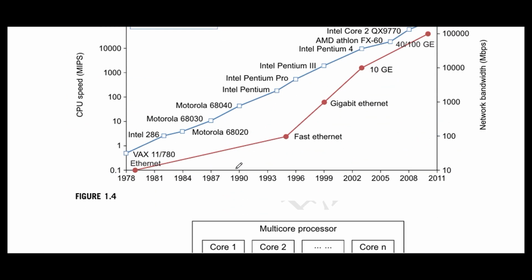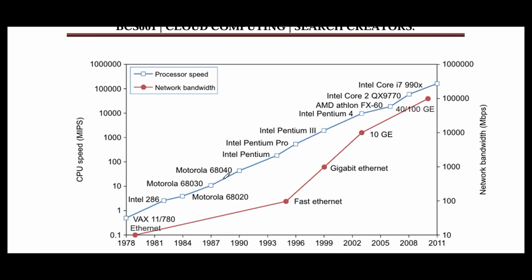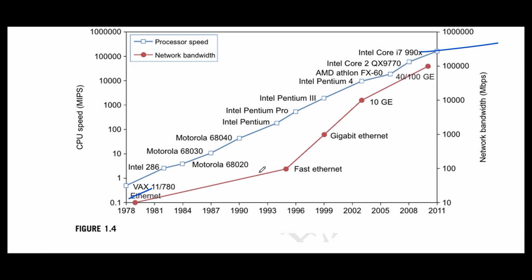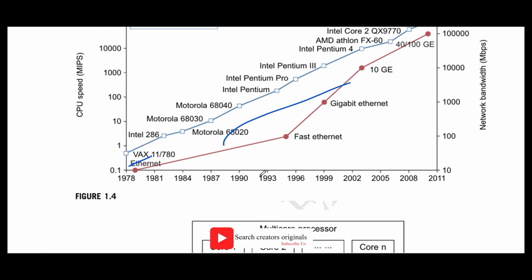This is the figure representation of how the evolution took place. Like I said, it started from VAX and has now ended in the present generation like the Intel Core i7. This graph is from 1978 to 2011.